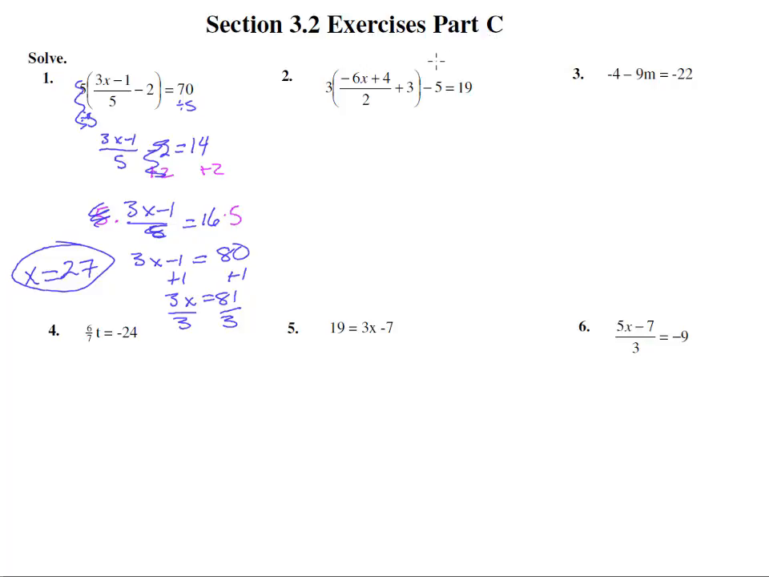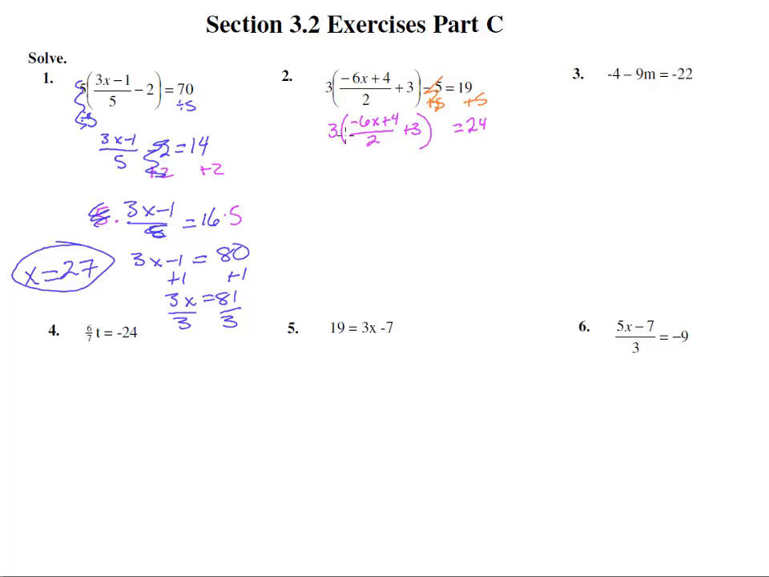So let's go backwards. Opposite of subtract 5 is plus 5. That's gone. Plus 5 on the other side to that 19 equals 24. So we have a 24 over here. And on the left-hand side, we have what's left. 3 parentheses negative 6x plus 4 all over 2 plus a 3, and then close that parentheses.